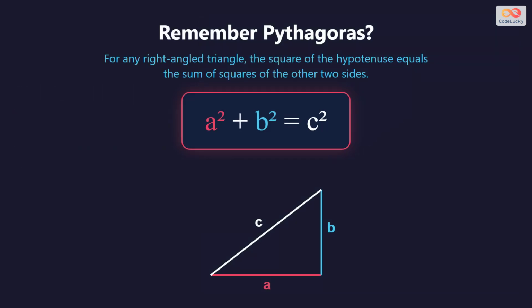Now recall the Pythagorean Theorem. It states that for a right-angled triangle, a squared plus b squared equals c squared. In our case, the distance d is the hypotenuse, or side c.